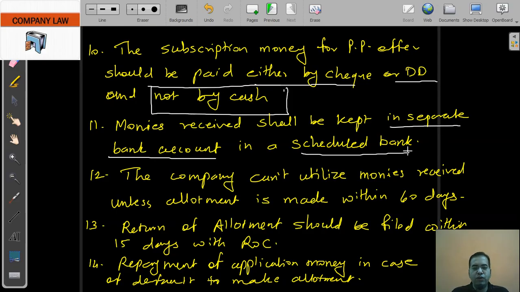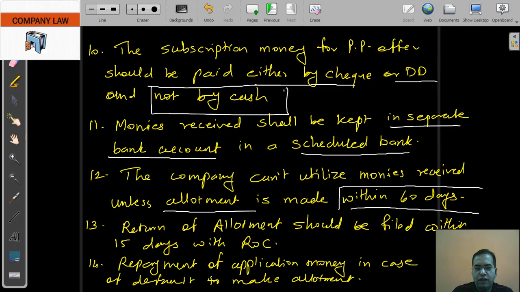The company can't utilize monies received unless allotment is made within 60 days. So by when should allotment be made? Allotment should be made within a period of 60 days. That is the condition. Whatever funds the company has received, after receipt of the funds, the company's first task should be to allot the securities as promised under the private placement offer letter within a period of 60 days. This is the timeline given to the company within which it should issue the securities.